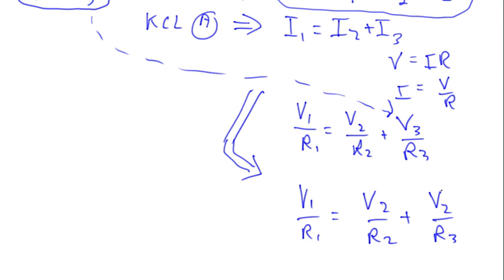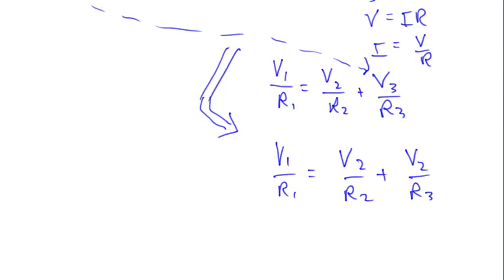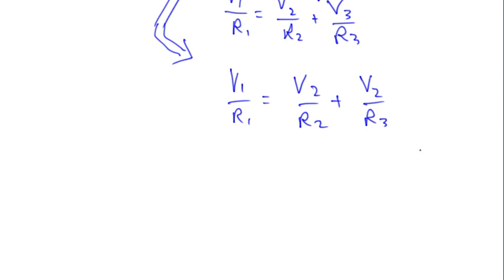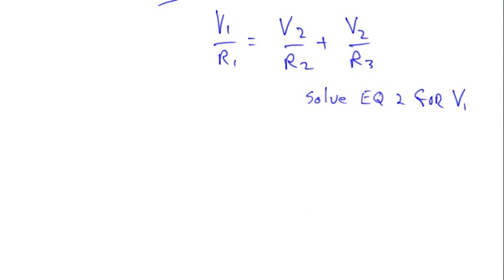So I'm trying to solve for V2 as a function of R3. Let's see if we have a way of kicking out V1. I think I'll use equation 2, solve equation 2 for V1. And what's that give us here? V minus V2.